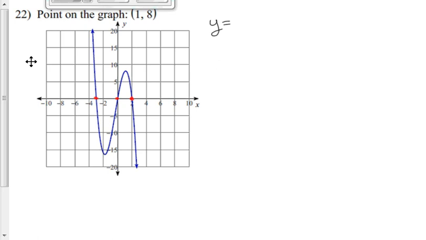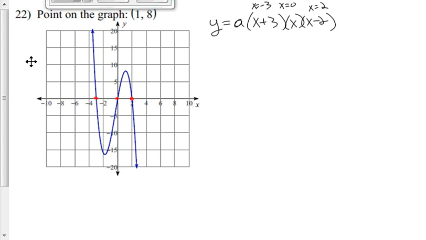It's going to be y equals some a value, which we'll find in a second. Then it's going to be x plus 3, x, and x minus 2. That's because we knew that x equaled negative 3, x equaled 0, and x equaled 2. Since there's no bouncing off the x-intercepts, there's no tangency, I'm keeping everything with a multiplicity of 1.